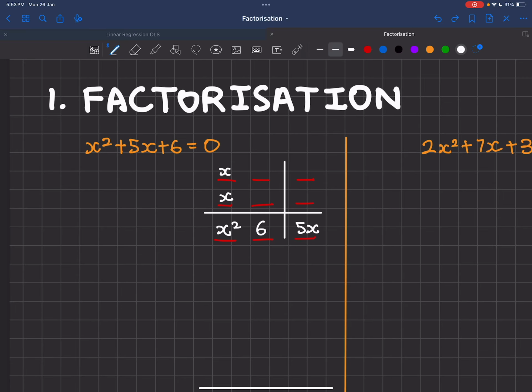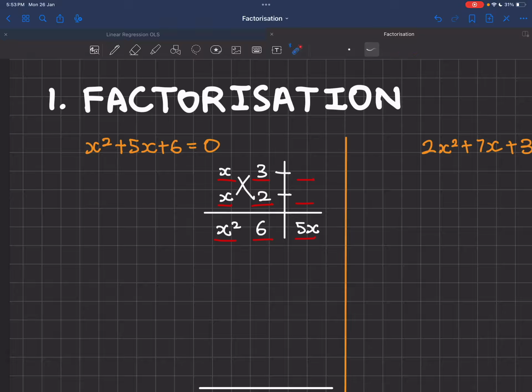What about 6? We can do 6 times 1, or we can do 3 times 2, or negative 3 times negative 2. So which one do you think will work? Probably 3 times 2, right? Because let's look at this.